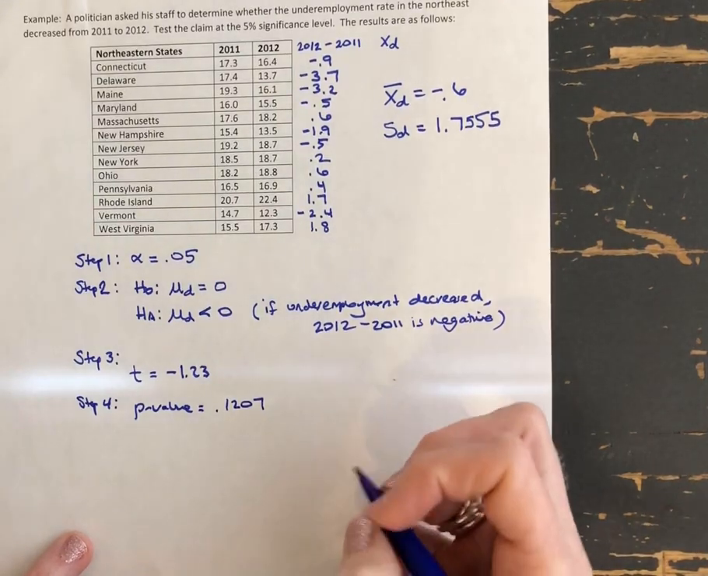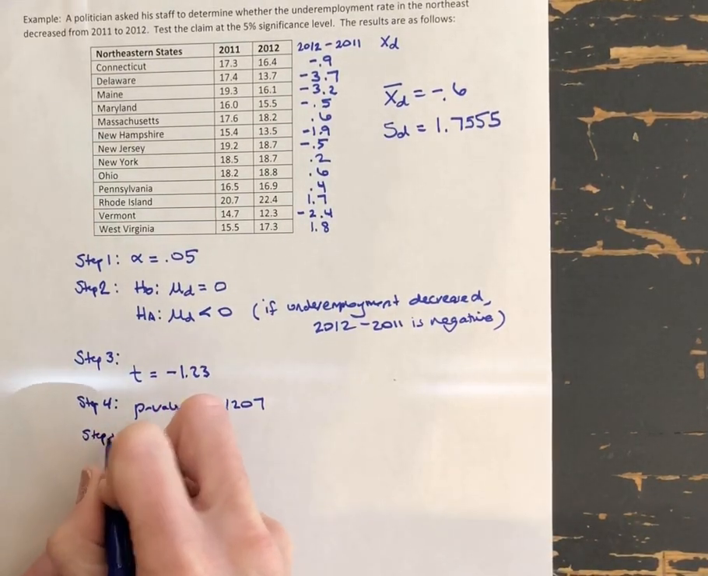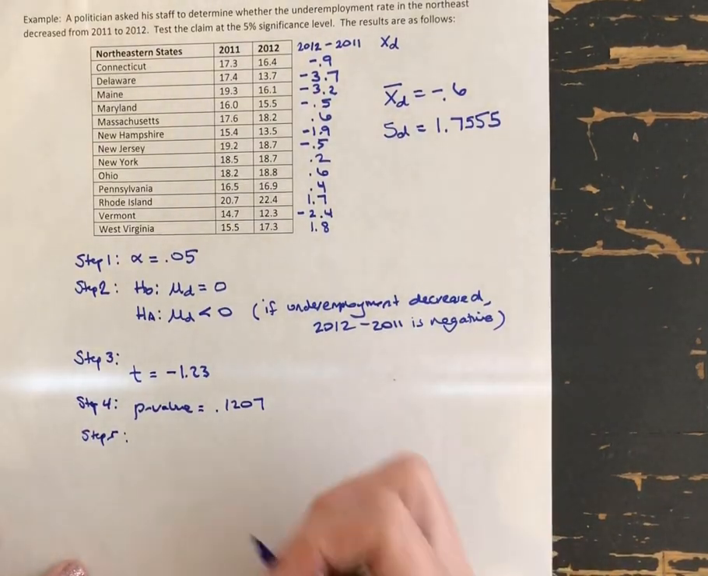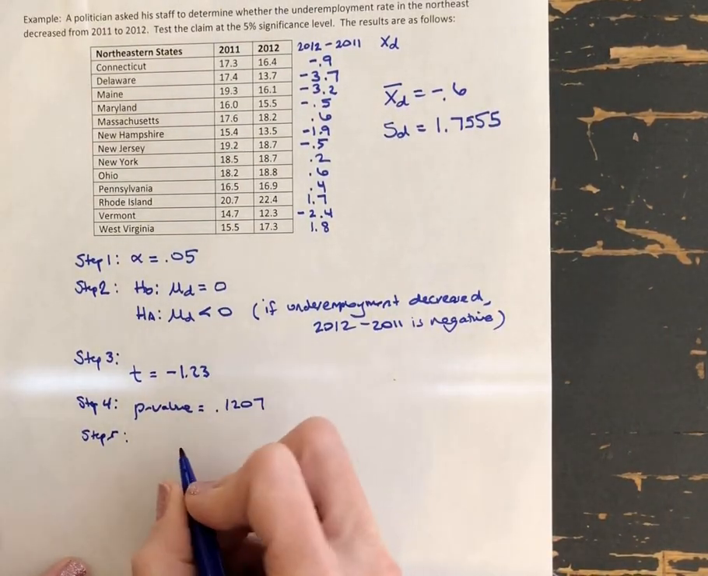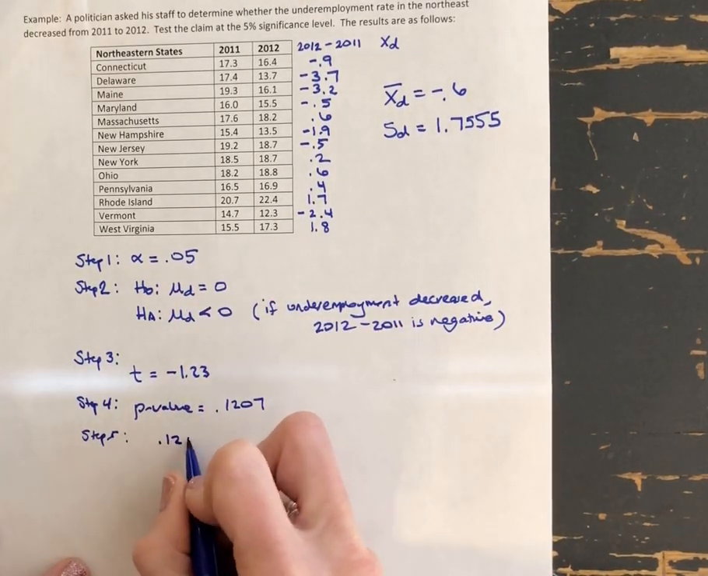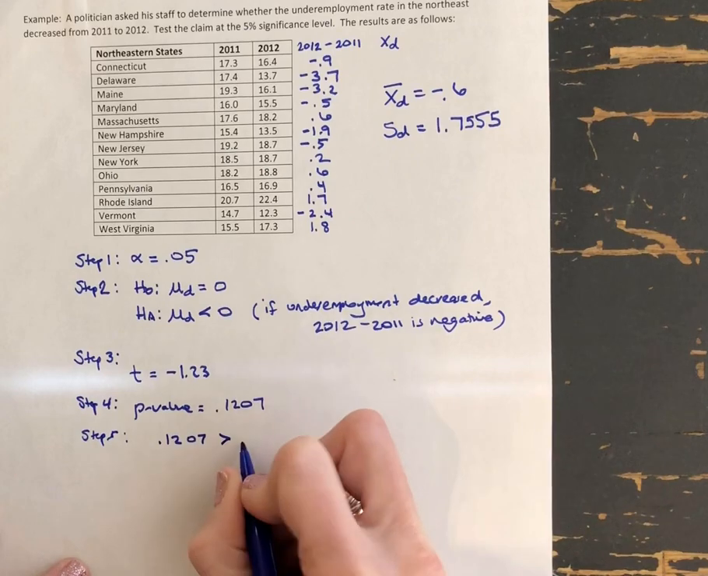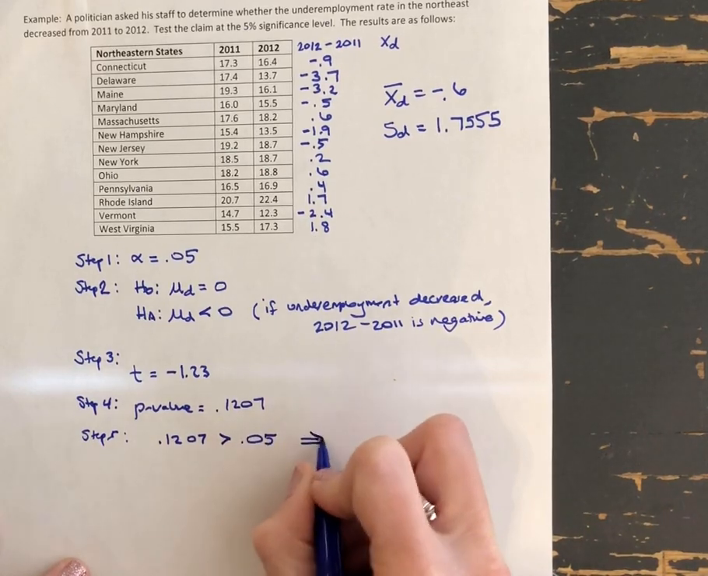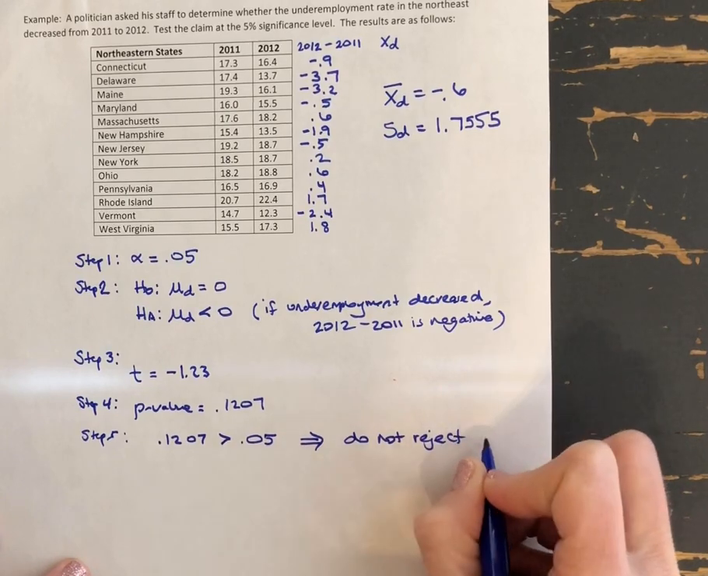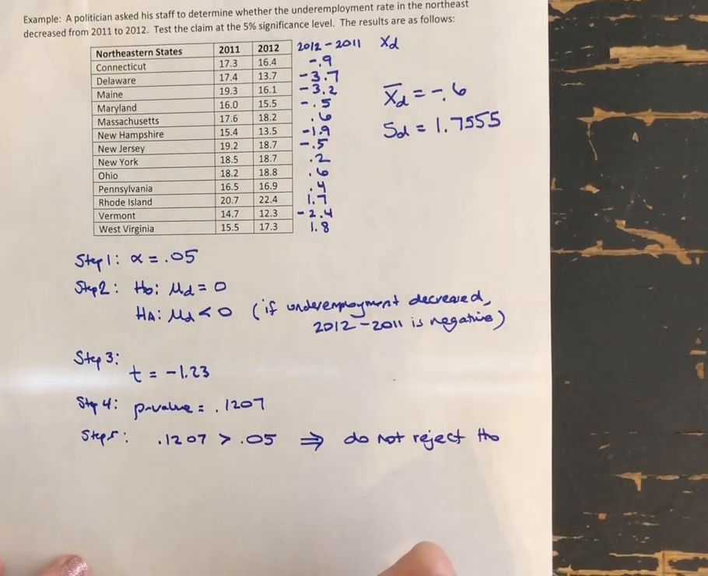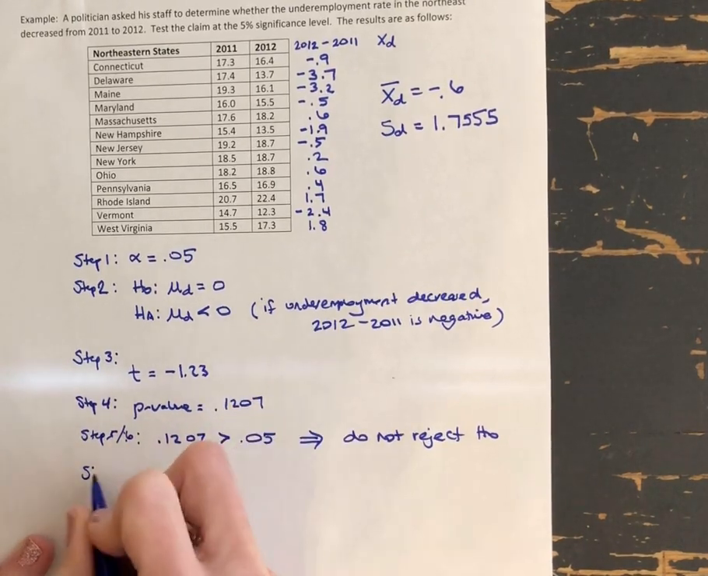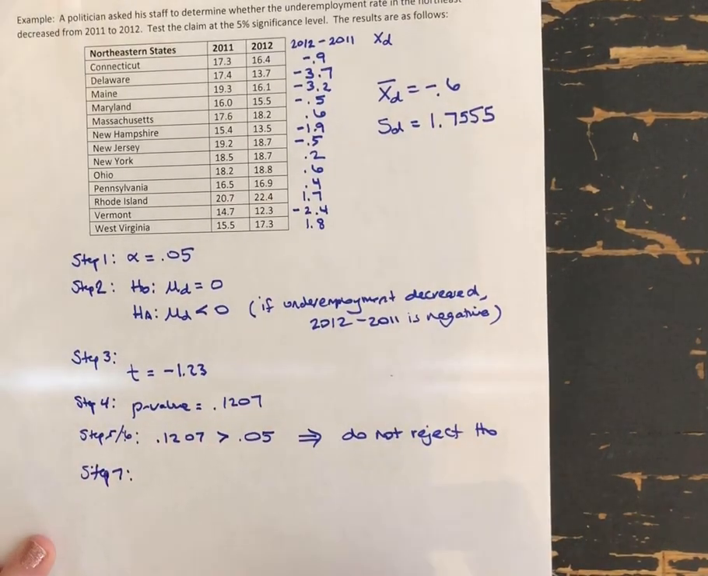Okay, in step 5 we compare that p-value to our alpha. This p-value is not less than our alpha value. Our p-value is greater than alpha, which means we do not reject the null. And so that was step 5 and 6. And so step 7 is our conclusion.